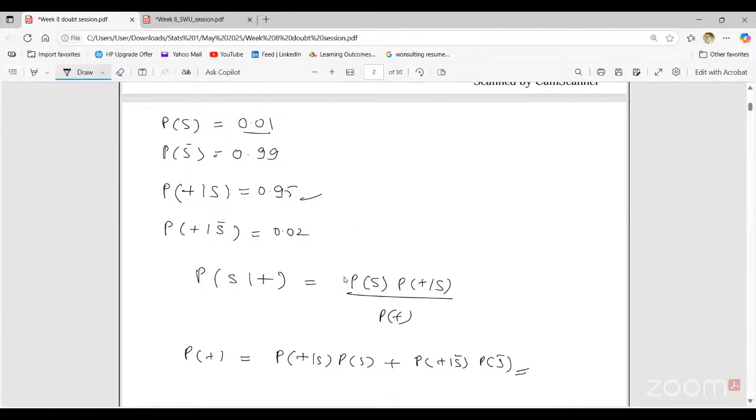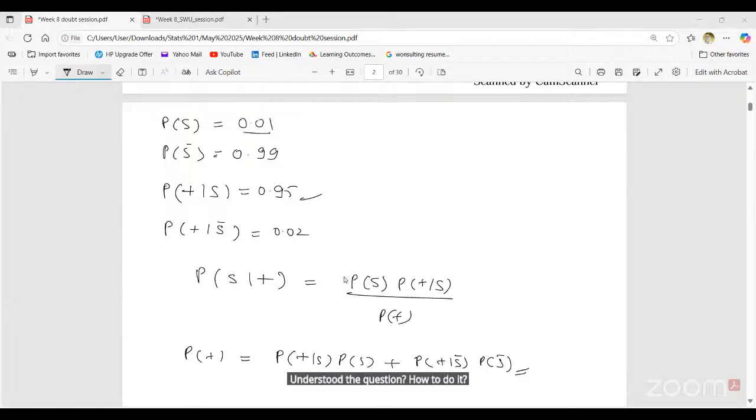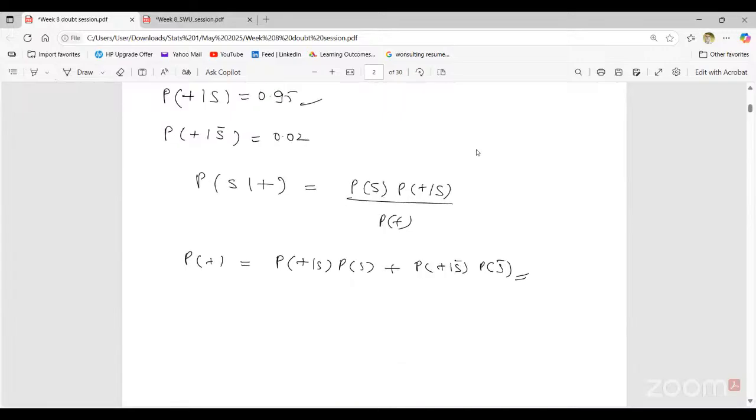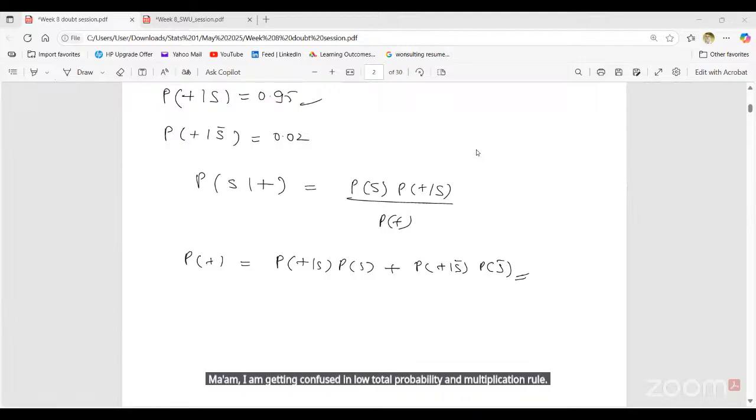Understood the question? How to do it? Anything else? Ma'am, I am getting confused in law of total probability and multiplication rule. Sometimes I think both of them are the same and how they differ in the same question.